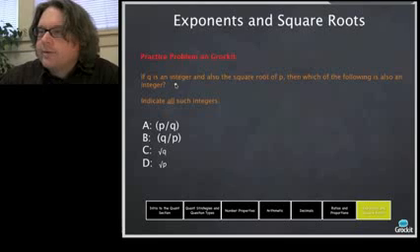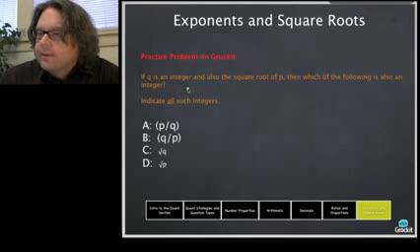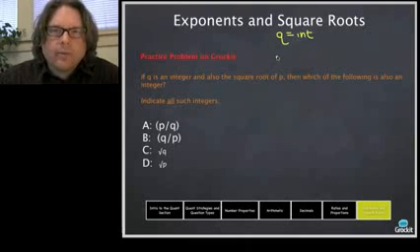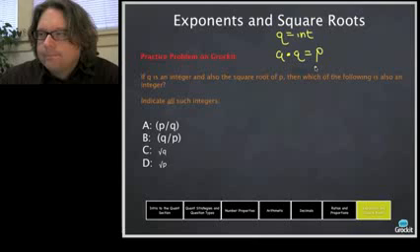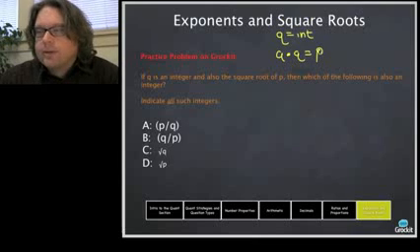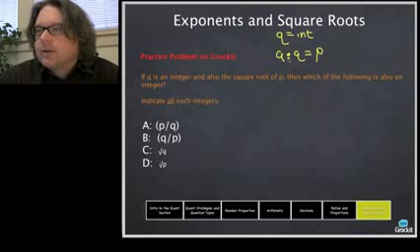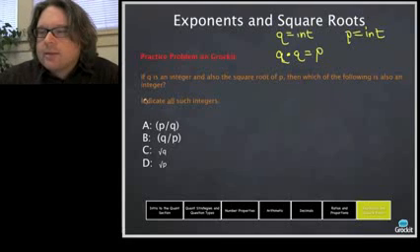So here's an actual problem. Q is an integer and also the square root of p. Then which of the following is also an integer? So we have q equals an integer, and we know that q is the square root of p, so q times q equals p. And an integer times an integer is always going to be an integer, like 3 times 2, 4 times 5, whatever. As long as both of these are integers, and we already know they are, then we know that p is an integer.